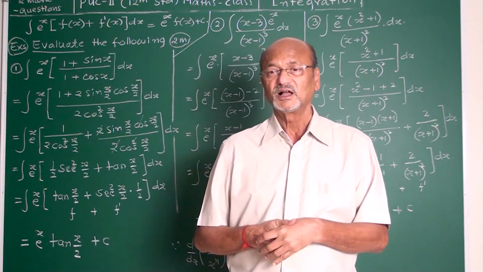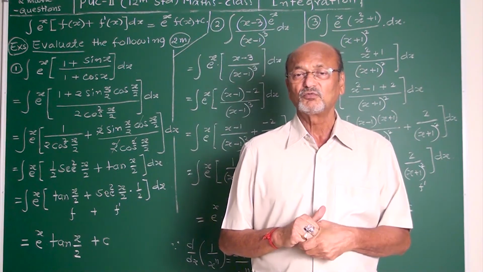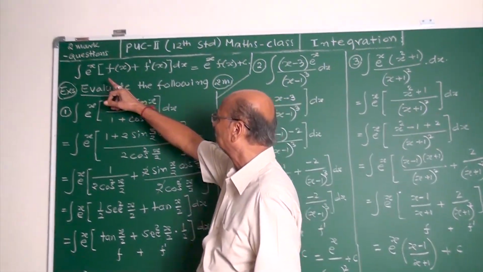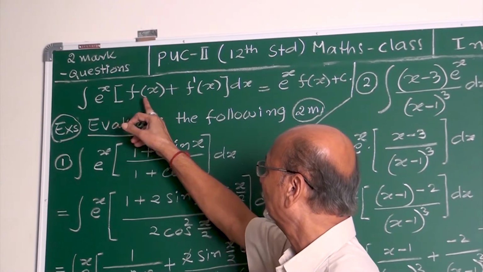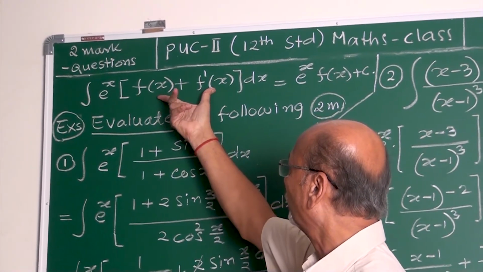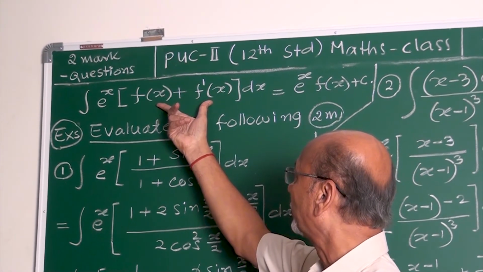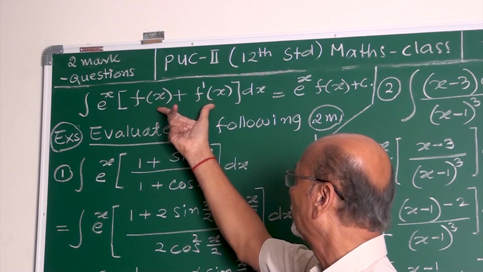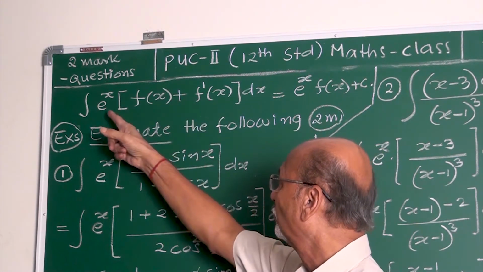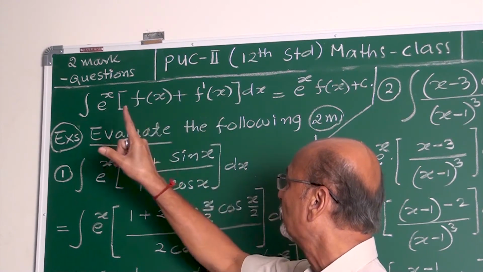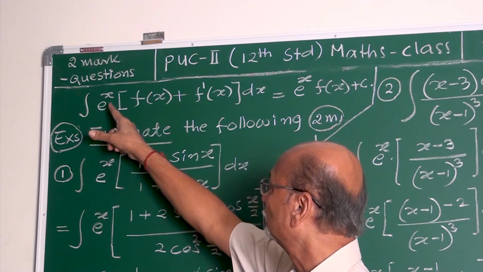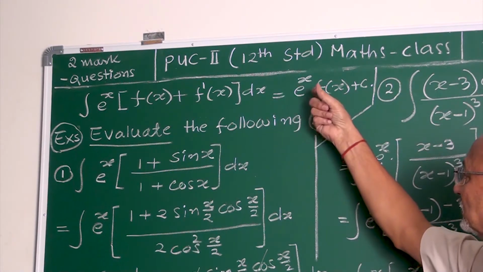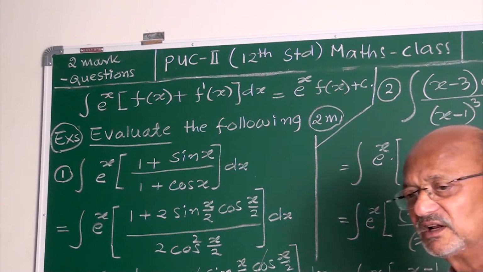Yes, my friends, by making use of one very well-known formula, that is integral e to the power x into f x plus f dash x. There is a relation between these two. If it is a function, the other must be its derivative. Function plus derivative of that function with e to the power x. If it is in this form, then the integral of this is e to the power x into f x. Making use of this formula, I have done nearly half a dozen.